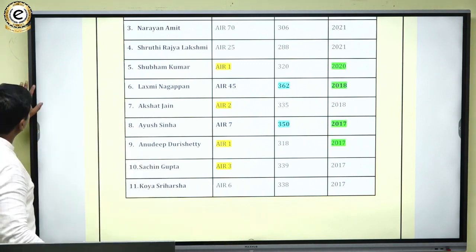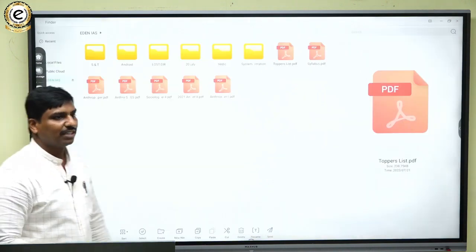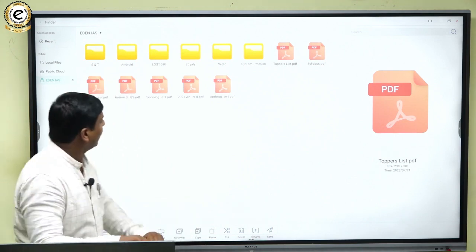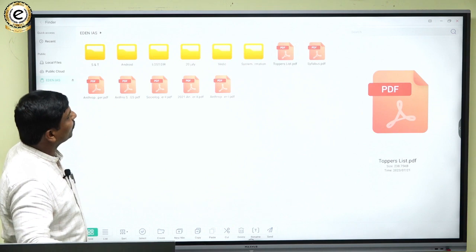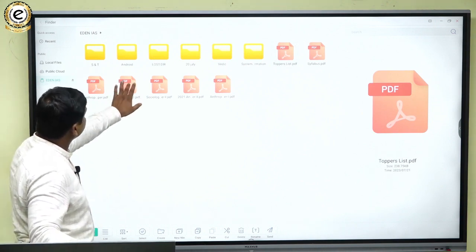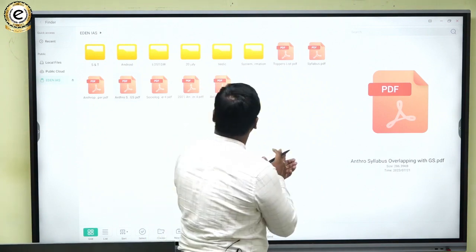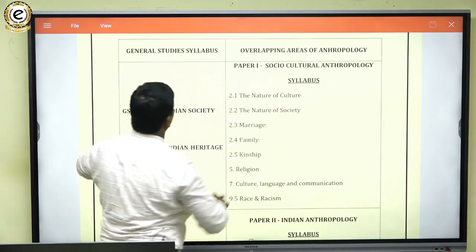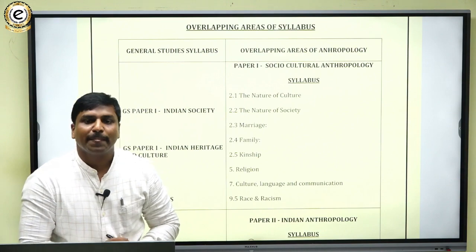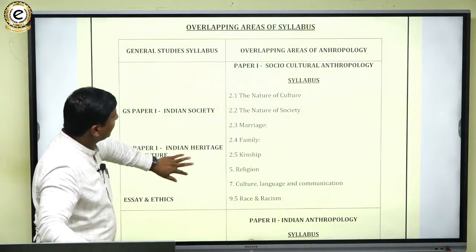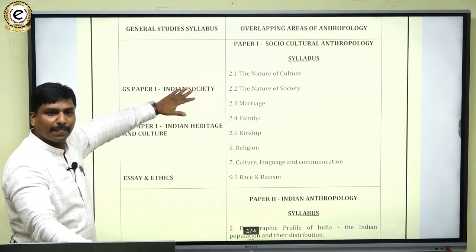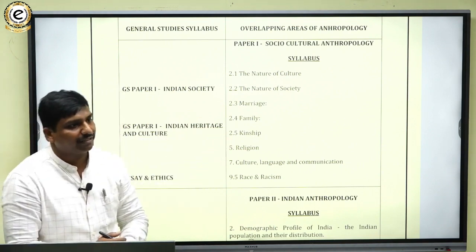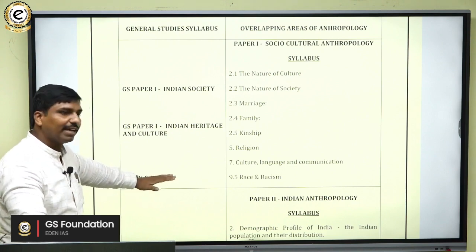Then we were talking about the overlapping of the syllabus, how the anthropology syllabus would overlap with the GS portion syllabus. Let's try to see the overlapping portions. There are a lot of portions where we can see the overlap of the anthropology syllabus with general studies. If you see in GS paper 1, we have the Indian society section, and then Indian heritage and culture, like in the main syllabus, Indian heritage, art and culture. And apart from that, we have the essay and ethics paper.